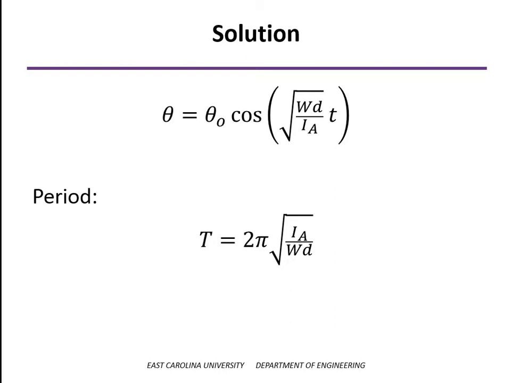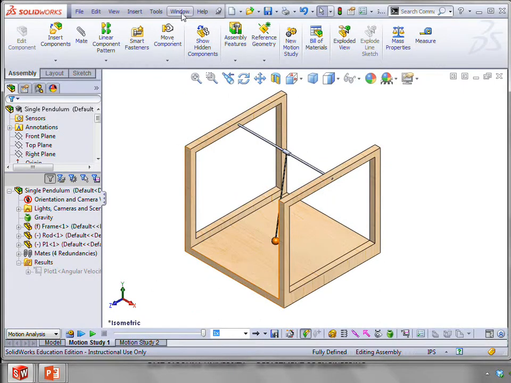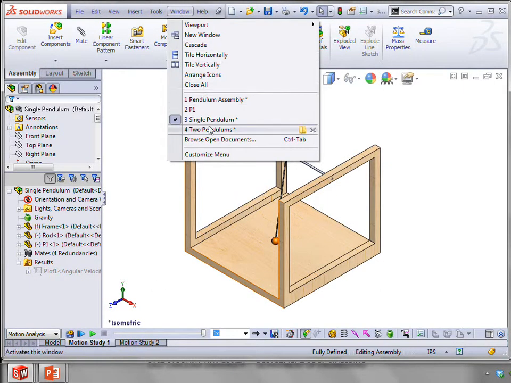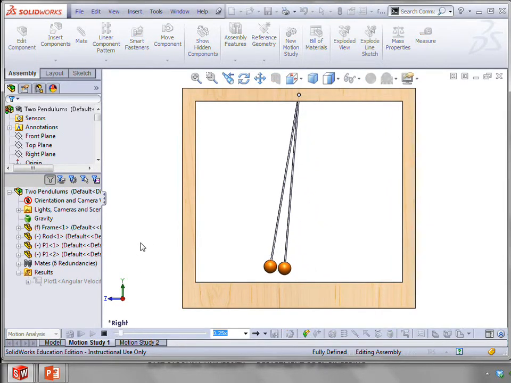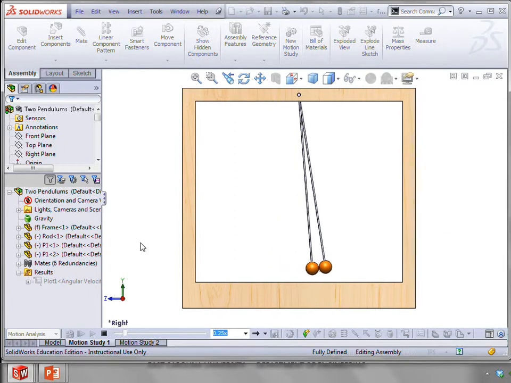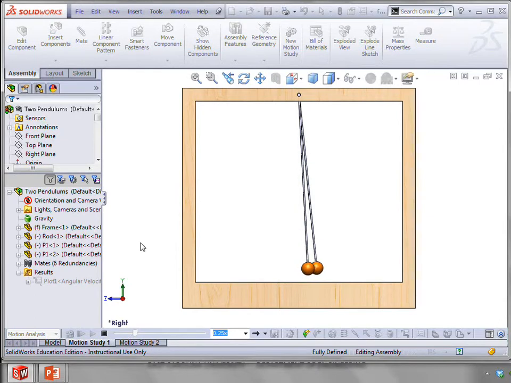Now, before we go any further, let's take a look at what that small angle approximation means here. I'm going to look at two pendulums, one of them being dropped from an angle of 5 degrees and the other one being dropped from 10 degrees. I'm playing this in slow motion at a quarter speed so we can see more clearly what's going on. If you look, when one of the pendulums is vertical, the other one, as near as we can tell, is vertical also.